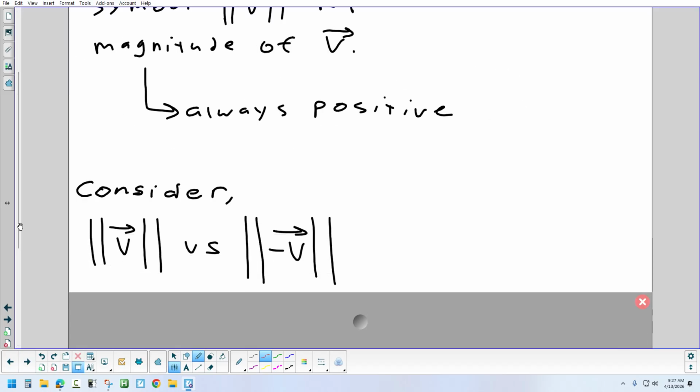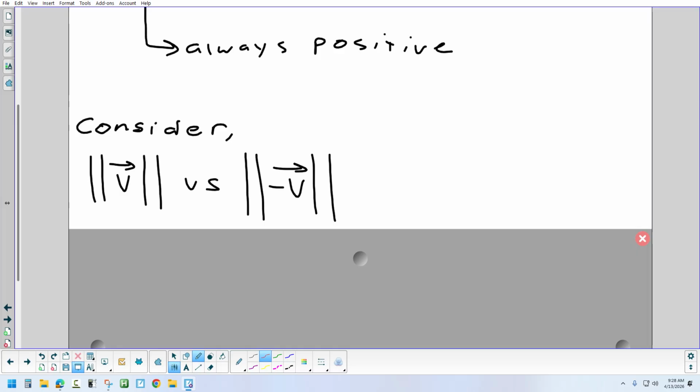Okay. What would be the difference between those two quantities? The magnitude of v and the magnitude of negative v.